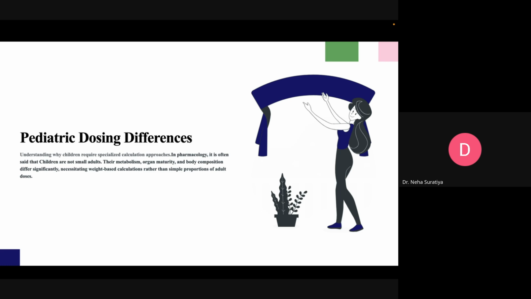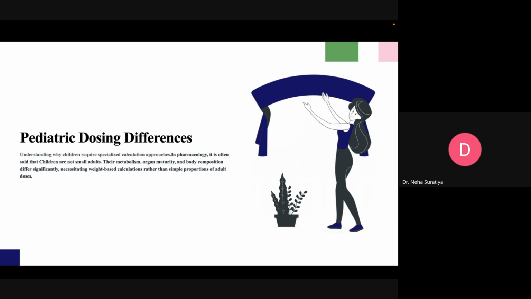So this slide carries a golden sentence in pharmacology, guys. What is the golden sentence? Children are not small adults. Don't treat them like one. This is not just a quote, guys. It is a clinical rule in our healthcare. Children are not small adults.